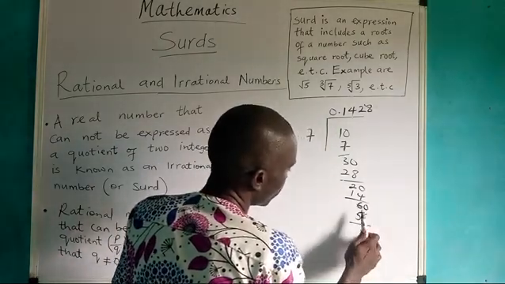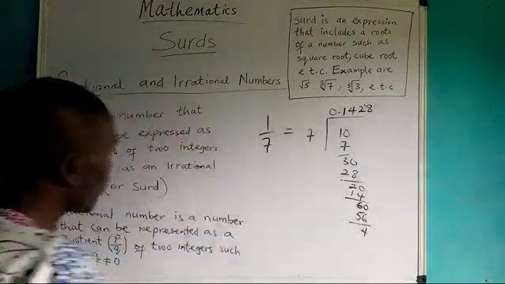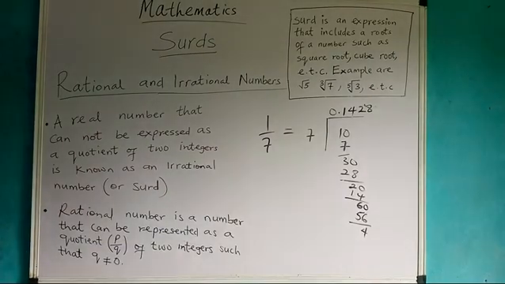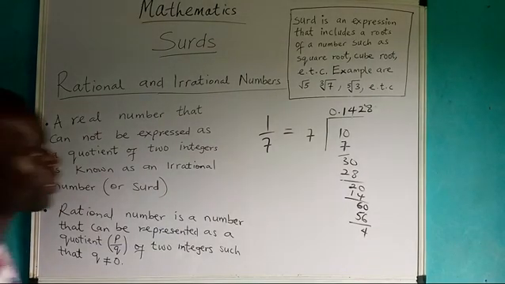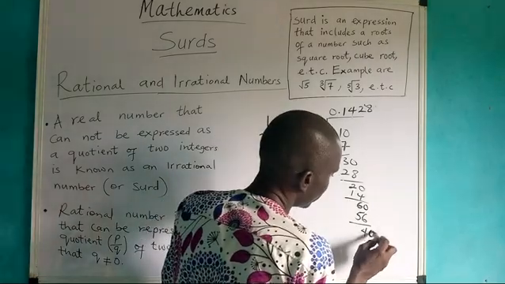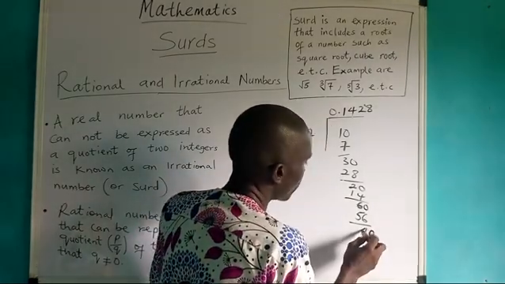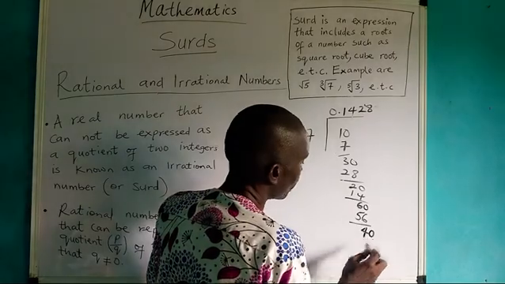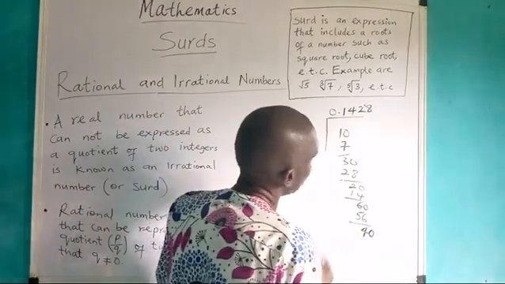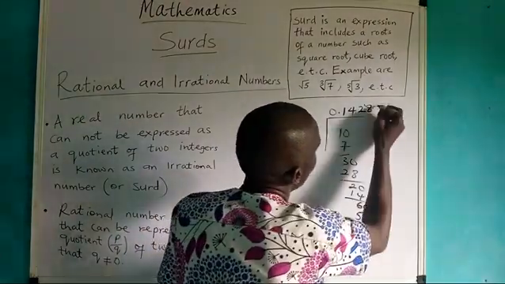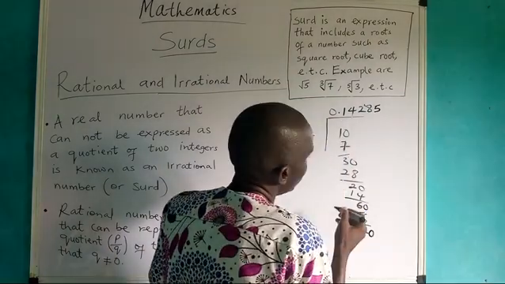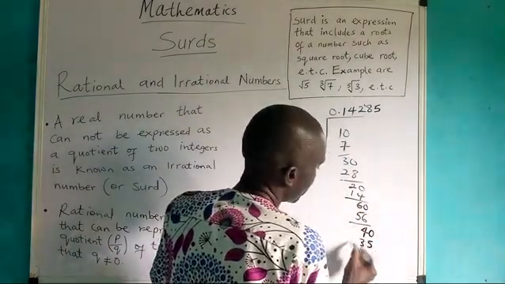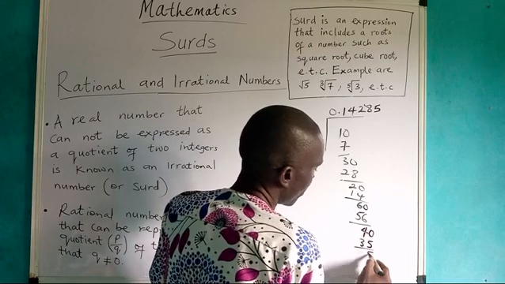Here will be 4. Okay, now can 7 persons share 4? Is it possible for 7 persons to share 4? It is not possible. Now to make it possible, I will also add 0. Let 7 persons now share 40. If 7 share 40, what are we going to have? We are going to have 5. 5 times 7 is 35. Now minus it, we are having 5.